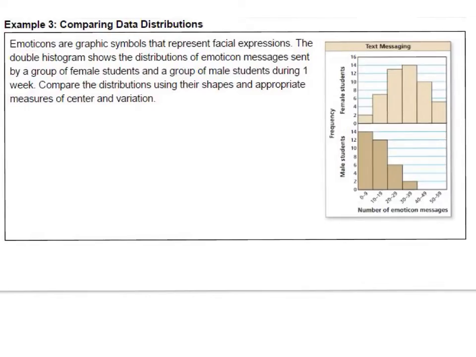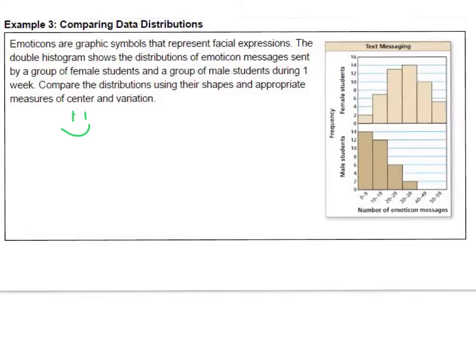All right, next example, we'll do this one a little quicker. So here you're given two histograms based off of text messaging between male students and female students. In this one, we are talking about our fancy emoticons, or what I like to call emojis, right? So those are the smiley faces. So this is basically showing girls and guys who like to use emojis in their text messages. All right, so it says compare the distributions using their shapes and appropriate measures of center.